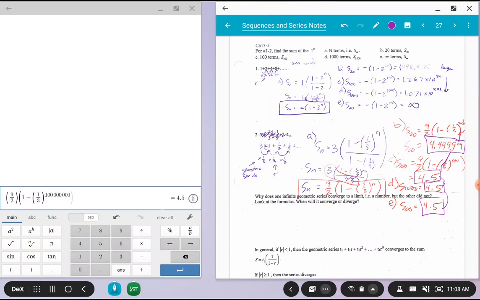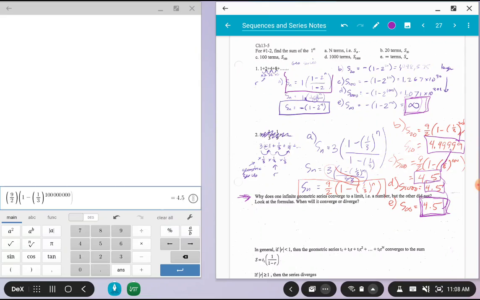Okay. So let's look at the differences between number 1 and number 2. And let's address the question that we see here. Why does one infinite geometric series converge to a limit? Why does it go to a number? Right? In number 1, it was not going to a number. We were going to infinity. But for number 2, we were actually going to a number, 4.5. But the other did not, right? Number 1 did not go to a number. It went to infinity.